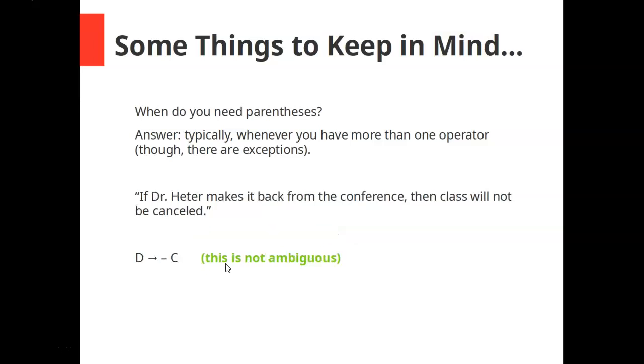But for example, like this, you wouldn't need parentheses because this is not ambiguous. You can tell what this means without adding parentheses. If D, then not C. Right? It's not ambiguous what that means.